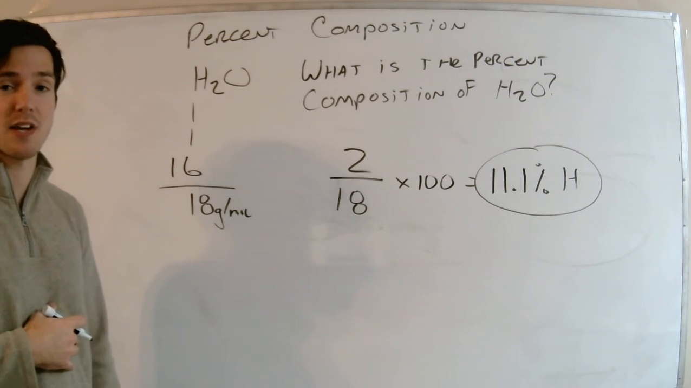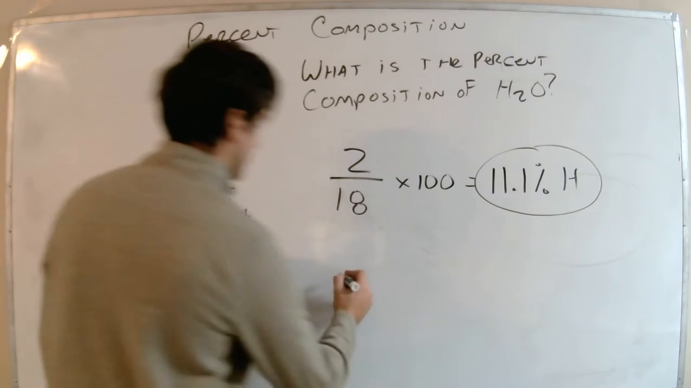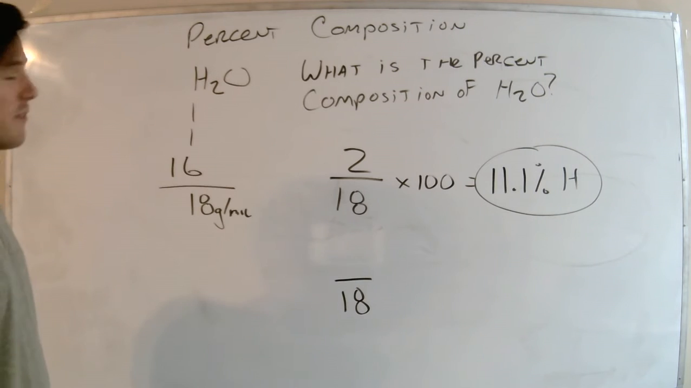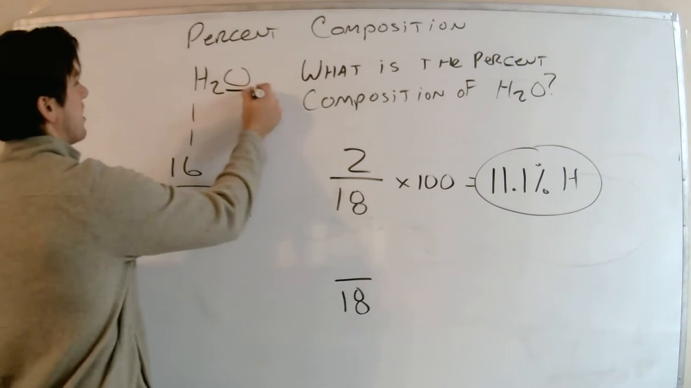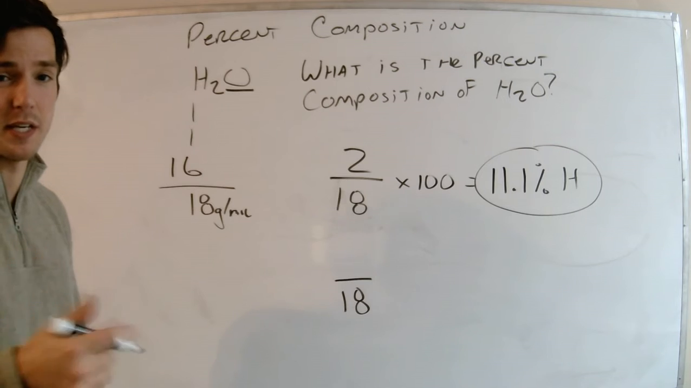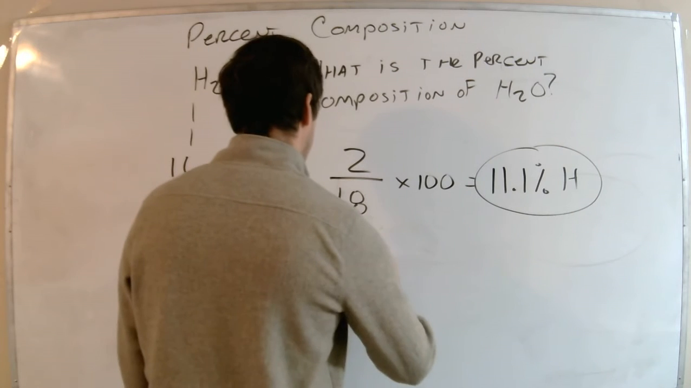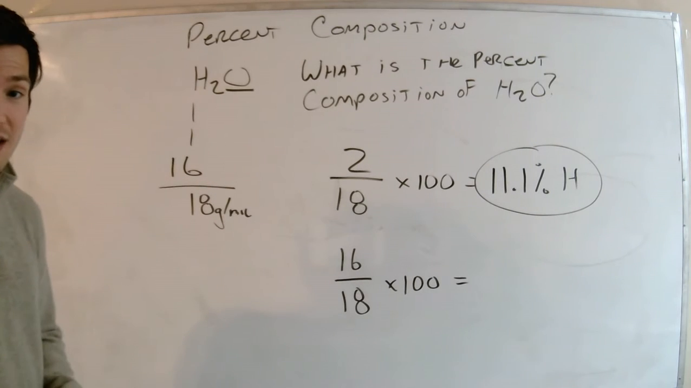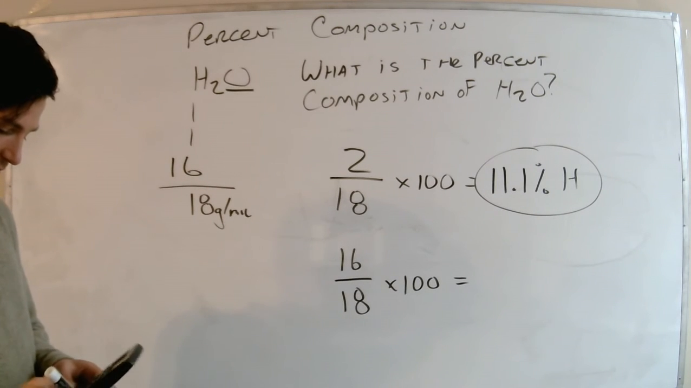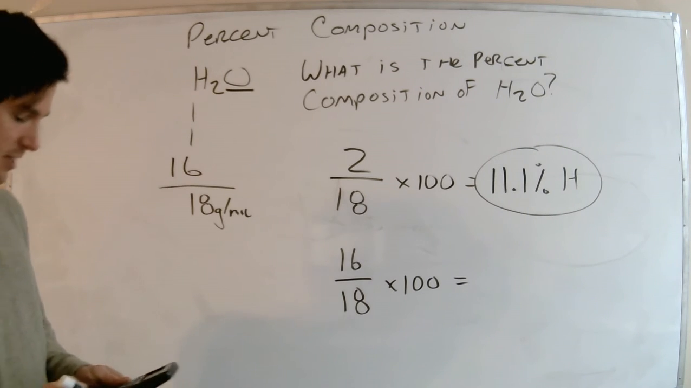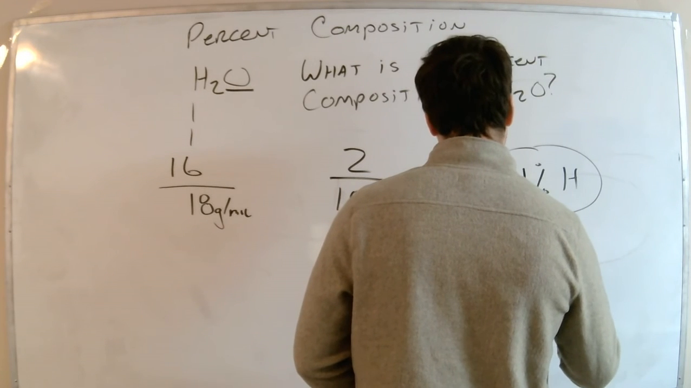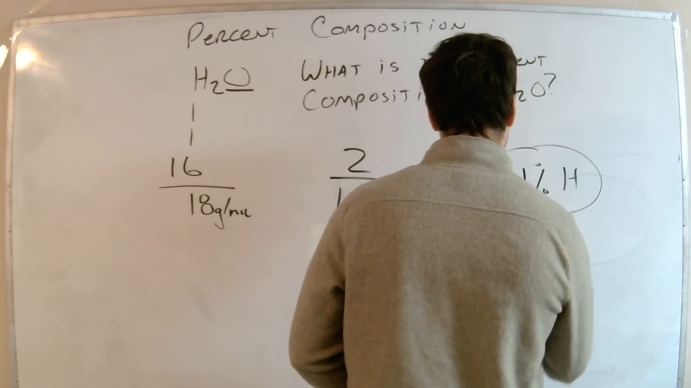Now let's figure out the percent composition of oxygen. 18 on the bottom, because that's the molar mass of the whole thing, versus what we want on top, which is just oxygen. There is only 1 oxygen with a molar mass of 16. Percentages have to be out of 100, so I'll do 16 divided by 18 times 100, just to be sure. It's good. It's 88.9% oxygen.